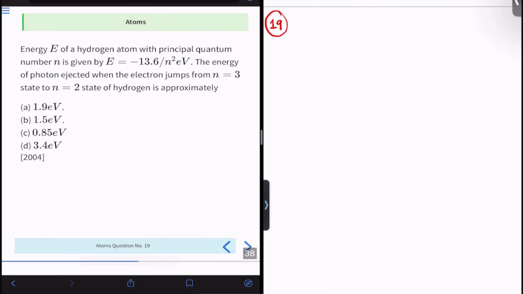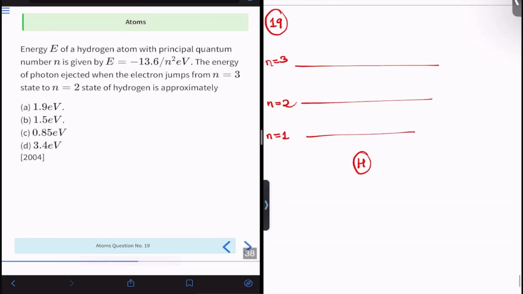Whatever the question says, you first draw a diagram. I'm drawing a diagram for the hydrogen orbit. This is n equal to 1. This is n equal to 2. This is n equal to 3. This is a hydrogen atom. The energy of the hydrogen atom is given by the formula minus 13.6 upon n square electron volt. So what will be the energy when an electron jumps from 3 to 2?